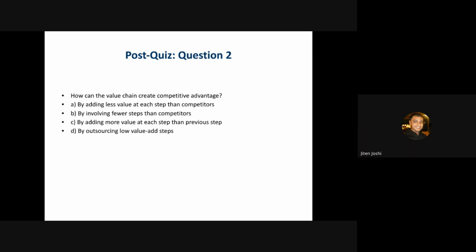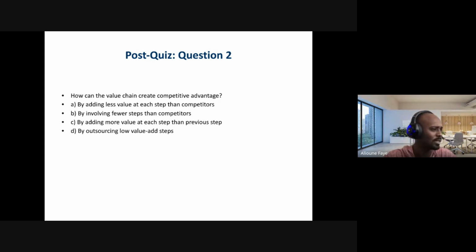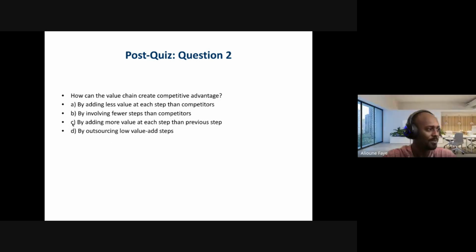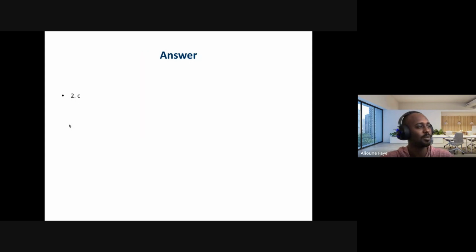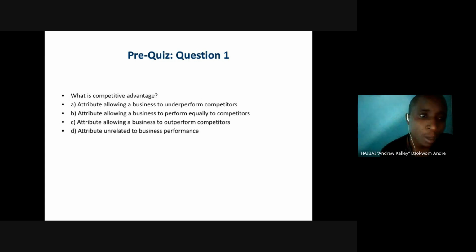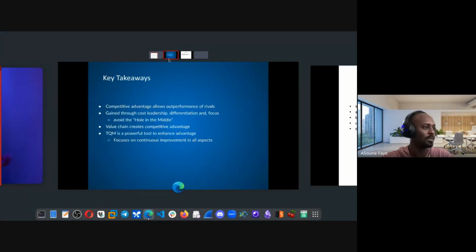Adding more value at each step than the previous step. Sorry, which one? C. Oh, C. I think it's C as well, because that's how you create more value, right? So if you look at this, oh, sorry. Yeah, so we're done with this.